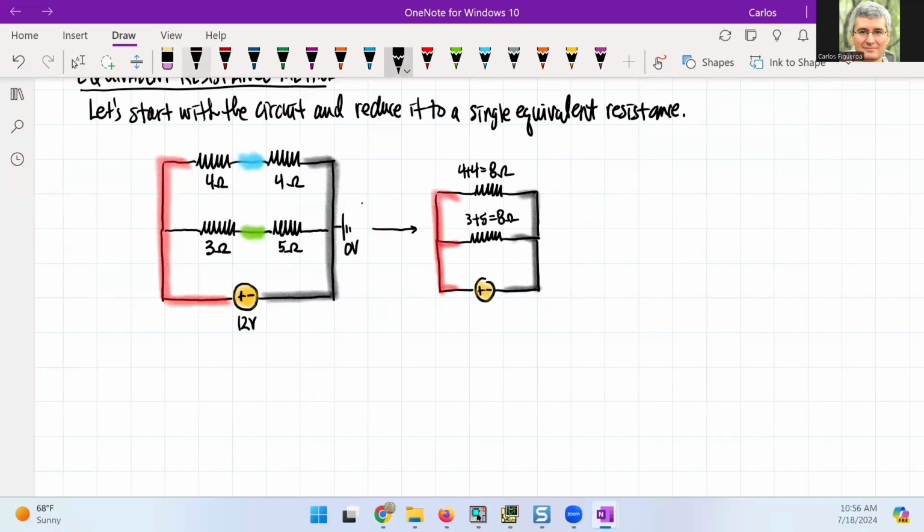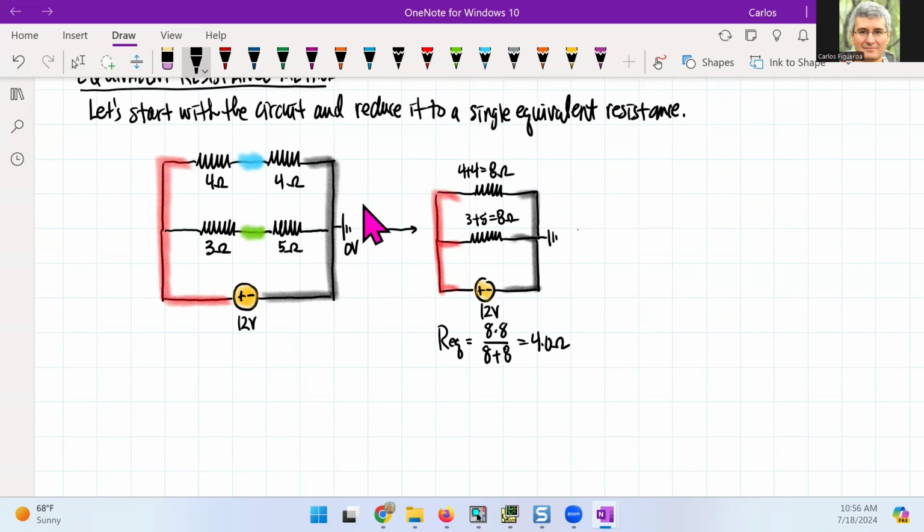Now I can apply our parallel formula and say that these two are in parallel. Since there are only two nodes, this should be 8 plus 8 in the denominator, 8 times 8 in the numerator, and that gives me 4.0 ohms.